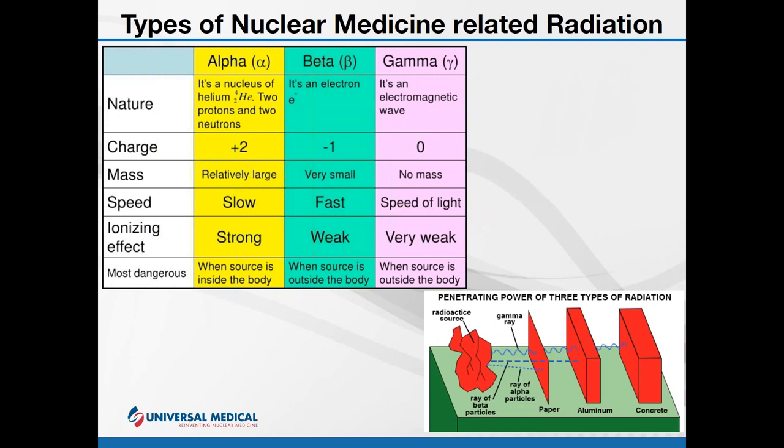Another characteristic, though, is that they are electromagnetic in nature. That means they really don't have any mass. They're just a wave. And electromagnetic waves travel at the speed of light, so it's very, very fast. Since it has no mass and it's traveling very fast, it really doesn't have much of an ionizing effect. In other words, it doesn't have much of a damaging effect to the cells and the atoms.